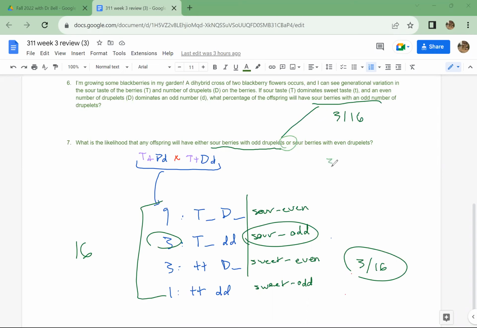So we can add our probabilities together. 3/16 was the probability of sour berries with odd druplets. We did that in the last question. And now the probability of sour berries with even druplets. We can find that right here in our nice little table of the dihybrid cross phenotypes. And we see sour and even, nice and plain.